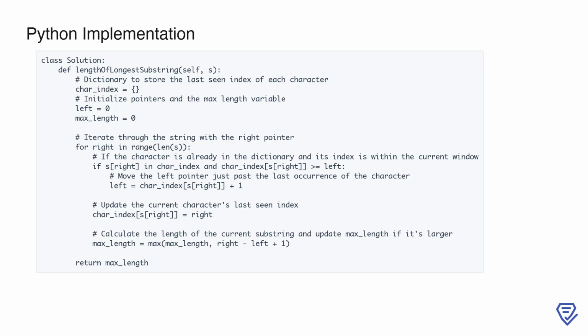This approach ensures linear time complexity, O(n), as each character is processed at most twice, once when expanding the window and once when shifting the left pointer. This makes it an optimal solution for the problem.